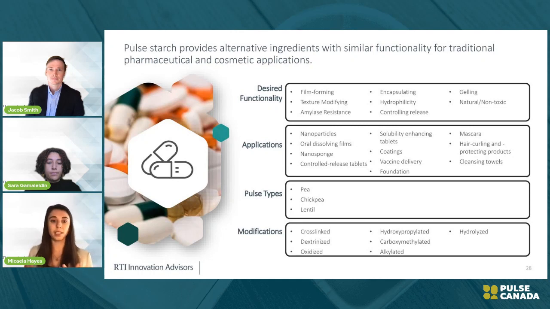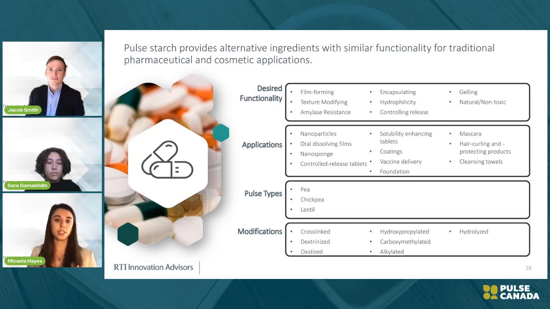As you look more towards the cosmetic space, we found that, again, the gelling capabilities and film forming capabilities were highly advantageous, as well as the texture modifying advantages of pulse starch. So within cosmetics, there were applications that spanned foundations, mascaras, hair gel products that enhanced curling and protect against heat damage, as well as cleansing towels. So again, various different applications based on some of these unique functionalities of pulse starch.